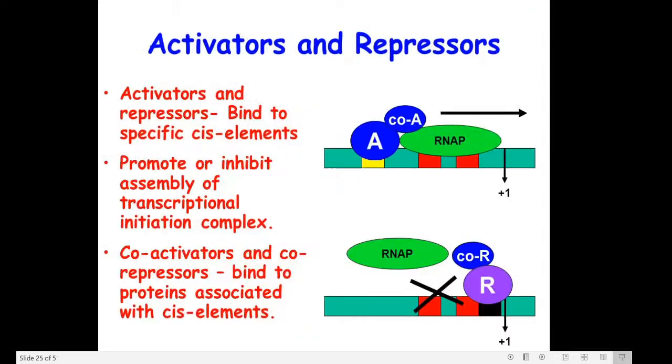Then activator and repressor. After the initiation complex formation, we want to activate the transcription or reduce the process, stop the process. That is called the activator and repressor. It specifically binds to a specific element. This promotes or inhibits the assembly of transcription. That only passes the signal to the other genes.